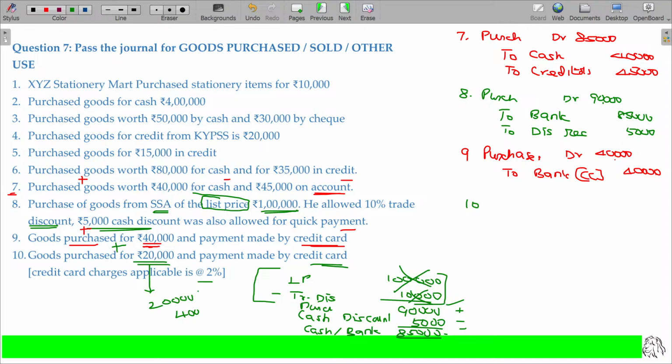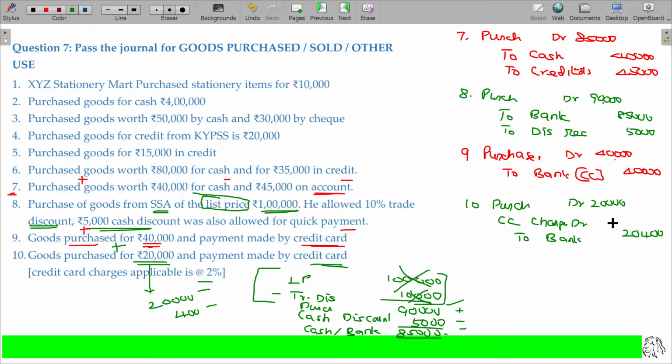Now, this is bank minus, this also loss minus. The journal entry being purchase account debit, credit card charges account debit, CC charges. Okay, I can club these two. CC charges account debit to bank. You purchased for 20,000 but you paid 20,400. If it were a sale, the reverse may be happening, minus 400 rupees.